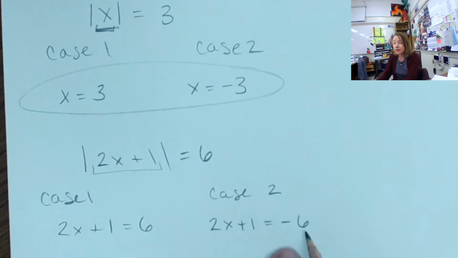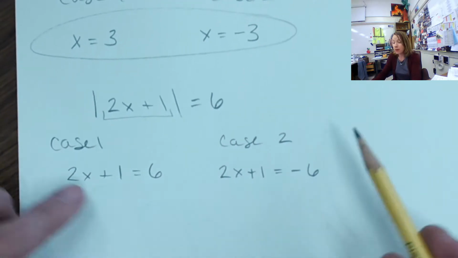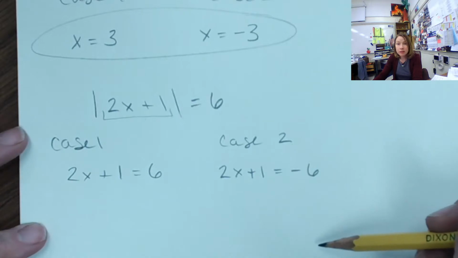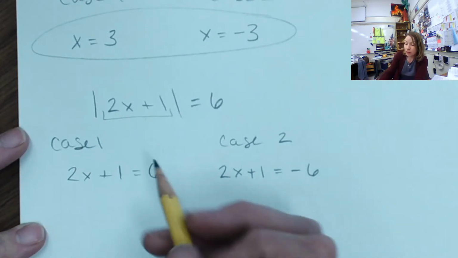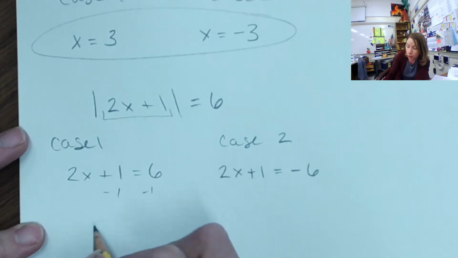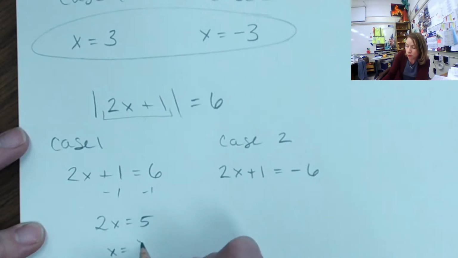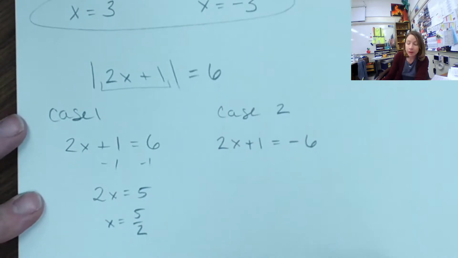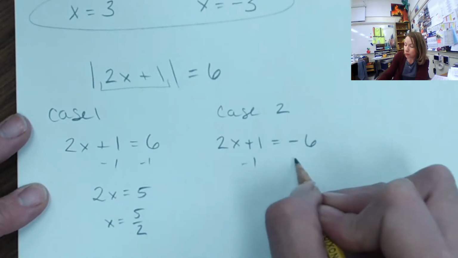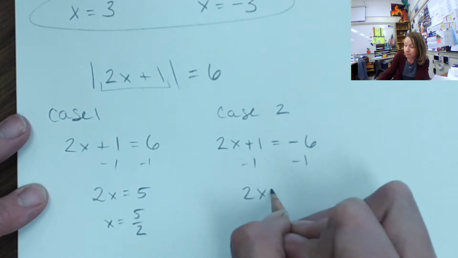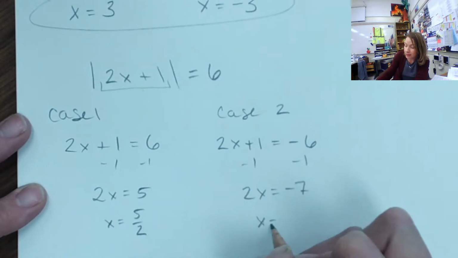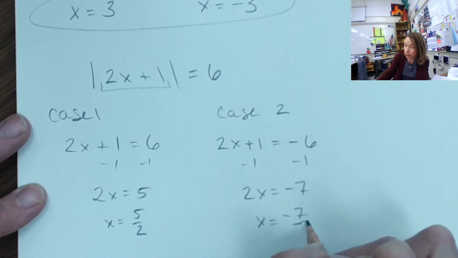This is where that stuff is 6 units to the left of 0. At this point, I just have 2 simple equations to solve. These are things that we've been looking at before, so I can subtract 1 from both sides. So I get 5, so x is equal to 5 halves. There we go. And then this one, subtract 1, I get a negative 7. And then x is equal to negative 7 over 2.